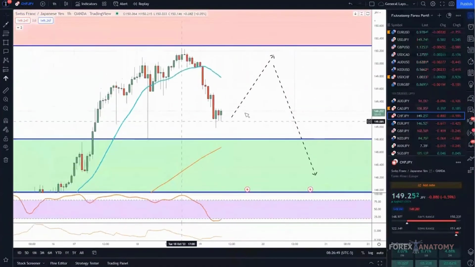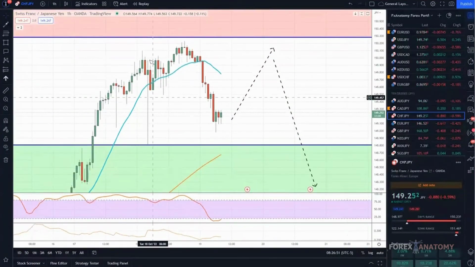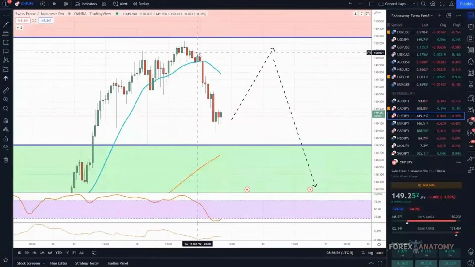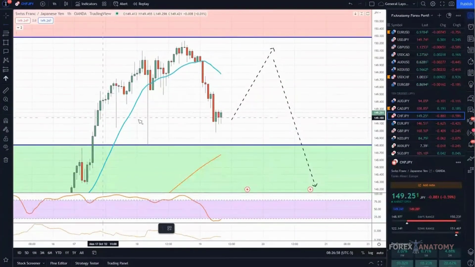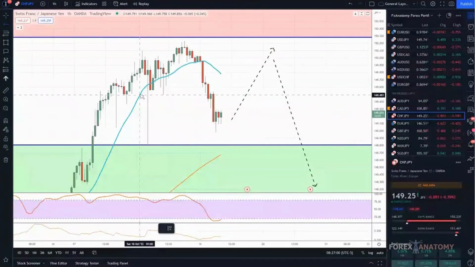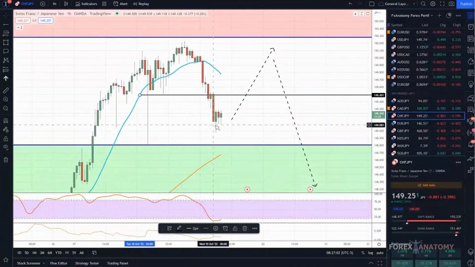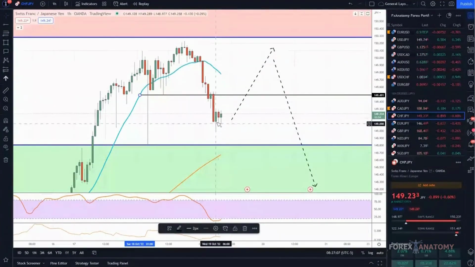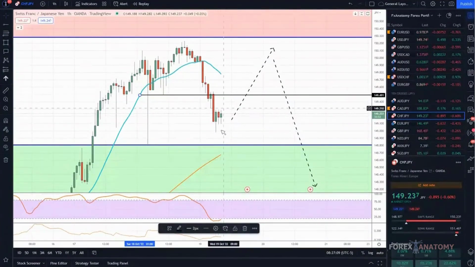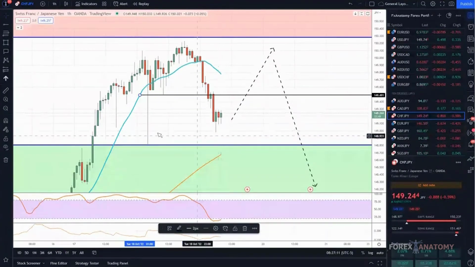Okay, and on the 1 hour, this is what we see. We see this consolidation on the 1 hour. Price broke and closed below the low of this consolidation, and now we could possibly see price retest this area. So it's going to be very interesting.